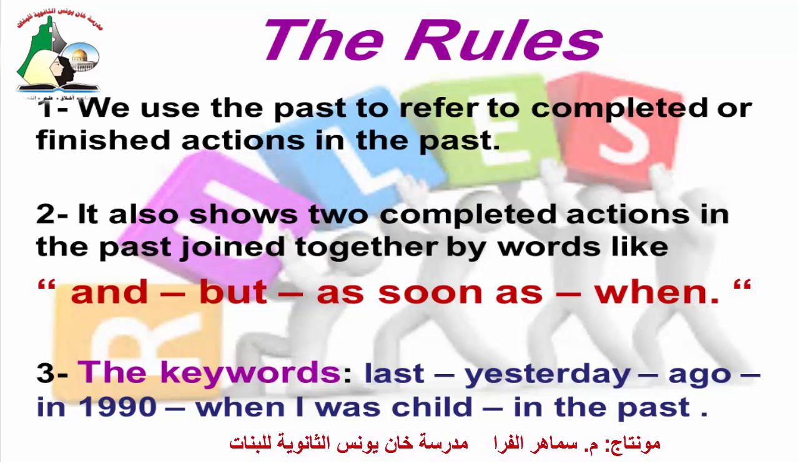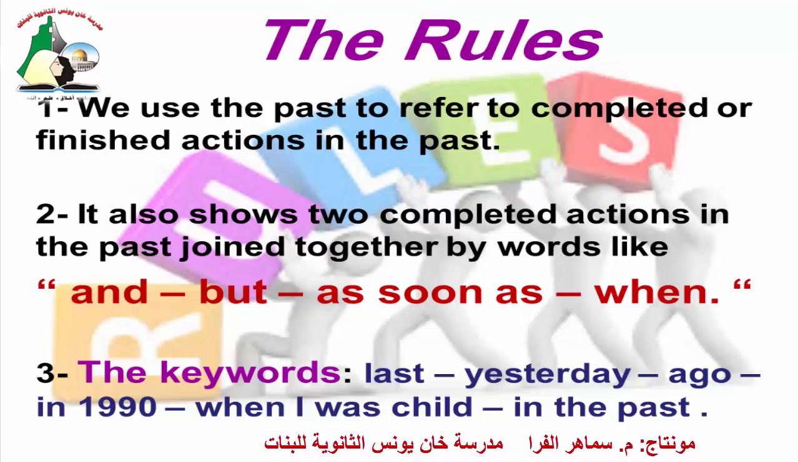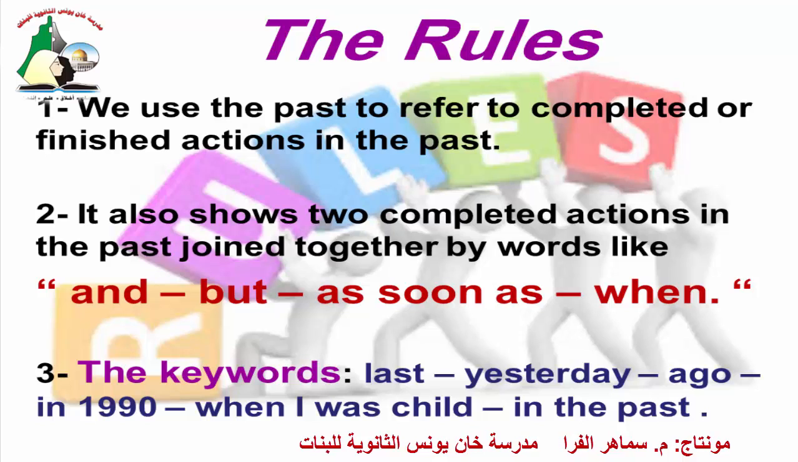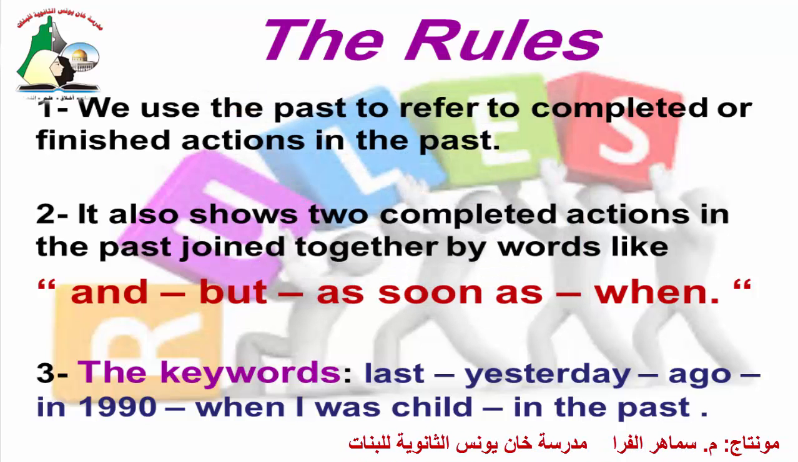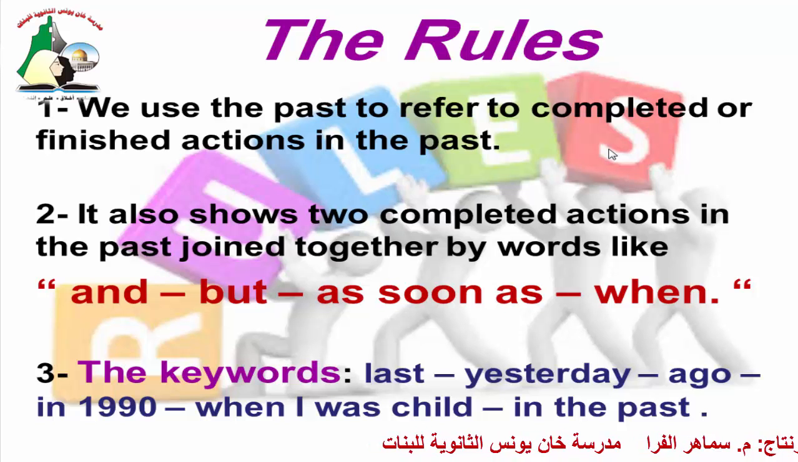Okay, now let us see number 3. The key words which refer to this tense. Look at these words: last, yesterday, ago. These are the 3 words which are often used. Okay, we have other words which refer to the meaning of the past, like in 1990. We can say in 1990, in 1996, anytime. Okay, when I was a child. These are phrases which refer to the idea that this action happened in the past. And we have also some phrases like in the past, in ancient times. All these refer to the past.